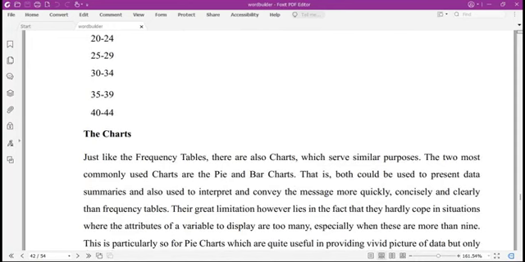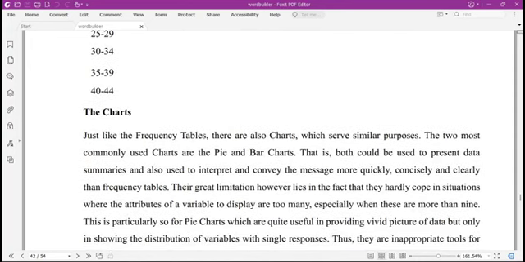The charts, just like the frequency tables, there are also charts, which serve similar purposes. The two most commonly used charts are the pie and bar charts. Pie, from the name, is in a circular form. Then bar is something like the bars of chocolate that you buy for your kids, in rectangular form. Both could be used to present data summaries and also used to interpret and convey the message more quickly, concisely, and clearly than a frequency table.